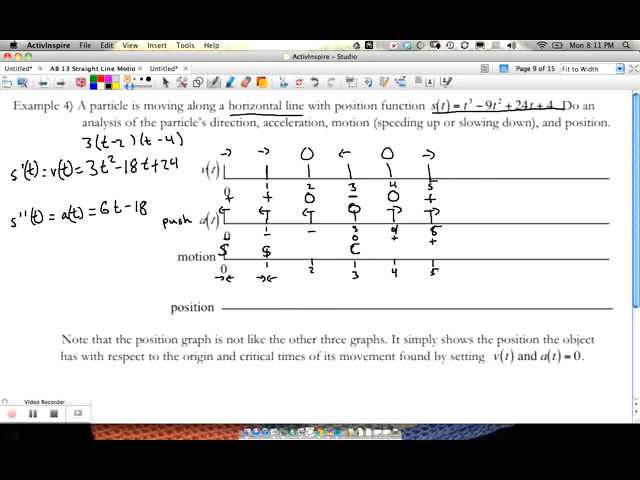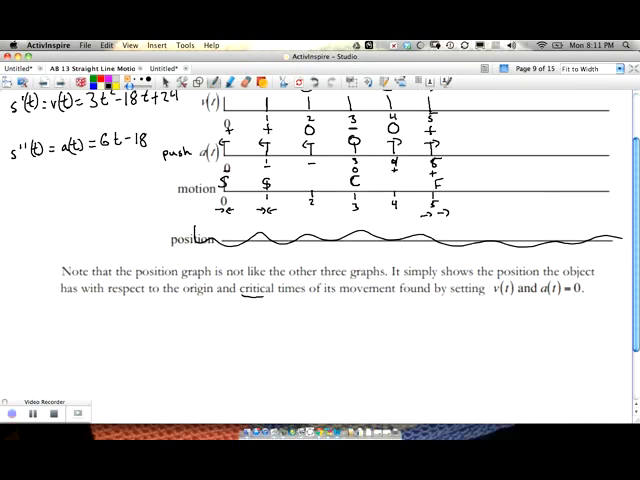Again, the position, not as worried about right now. We're going to get more into that. But here's kind of like the critical things. Critical as in the important. Note that the position graph is not like the other 3 graphs. Okay, we're not really looking at it, but we're really focusing on the other 3. What we're looking at is the critical times of movement is when v of t equals 0 or a of t equals 0. When is velocity 0? When is acceleration 0? Because that's where all the information is at.